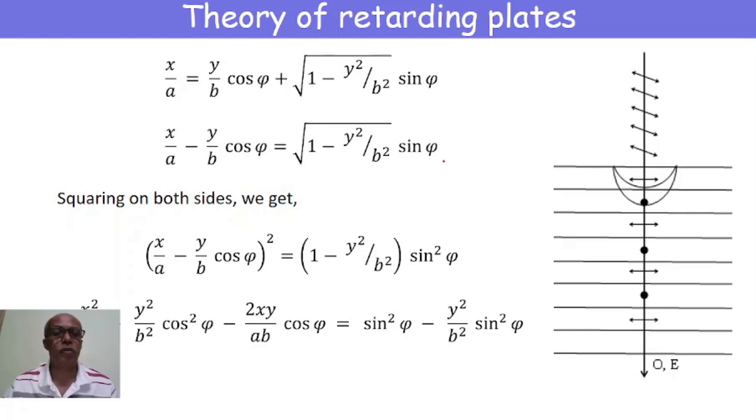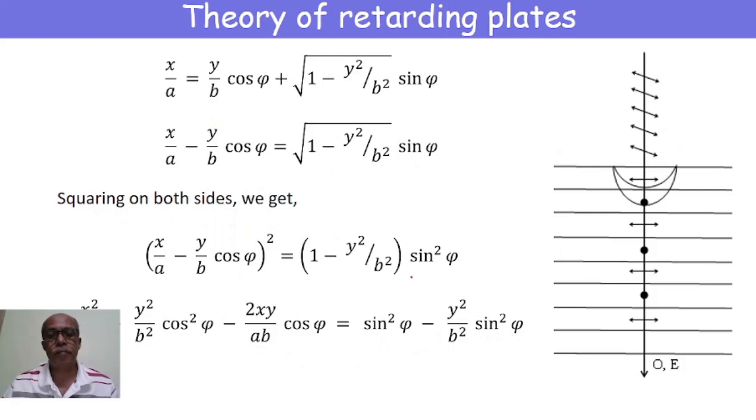On squaring both sides, we get (x by a minus y by b cos phi) whole square equals (1 minus y square by b square) into sin square phi. Expanding this, we get x square by a square plus y square by b square cos square phi minus 2xy by ab into cos phi, equals sin square phi minus y square by b square into sin square phi.